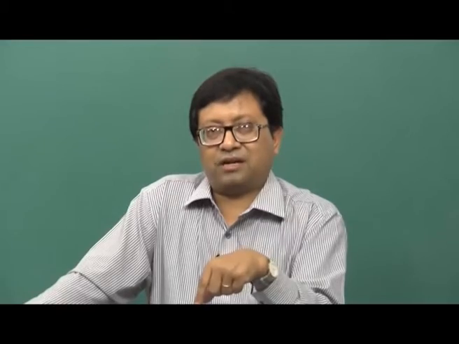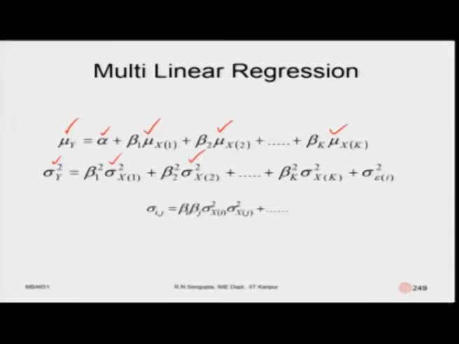The third term in that equation, which will be the second term here because the first term has already gone, would be beta 2 square into sigma square suffix 2, till the second last term, which would be beta k square into sigma square suffix k, and the last term would be the variance of the error, which is sigma square epsilon I. Okay. Now, the question is what happens to the covariances?